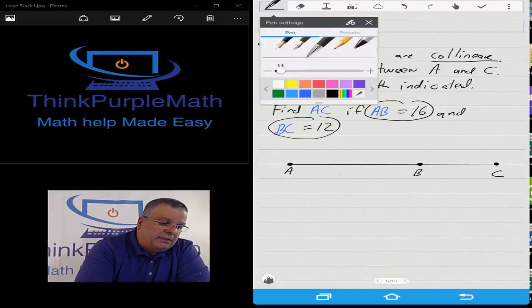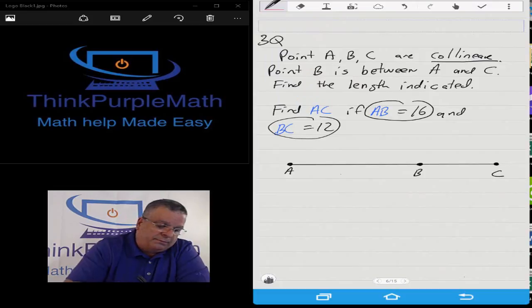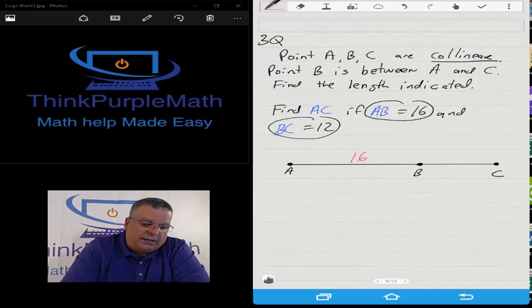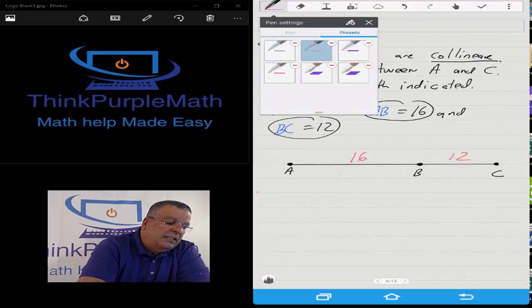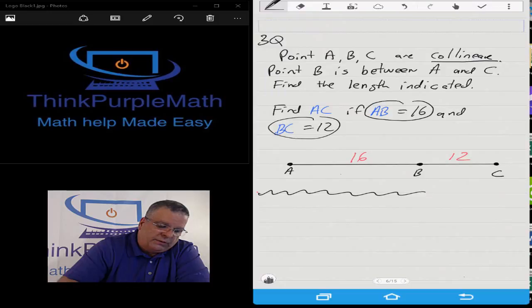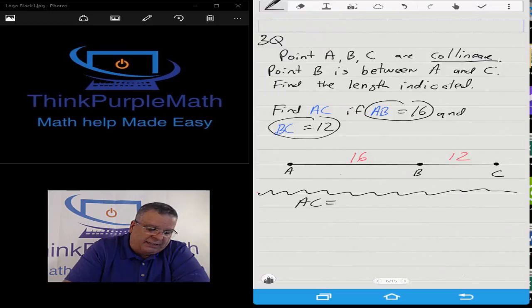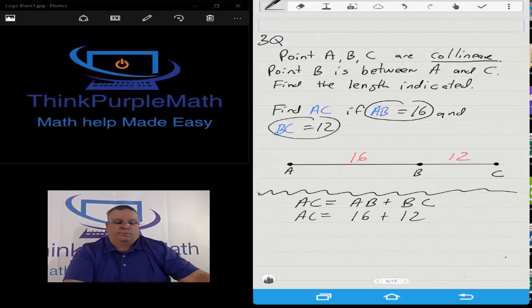So we're going to represent this drawing, this statement, this situation algebraically, numerically. AB is 16, BC is 12. We'll go down below the water line and finish this particular problem. We're going to state the addition formula postulate. AC is equal to AB plus BC. AC is equal to AB, which is 16, plus BC, which is 12.